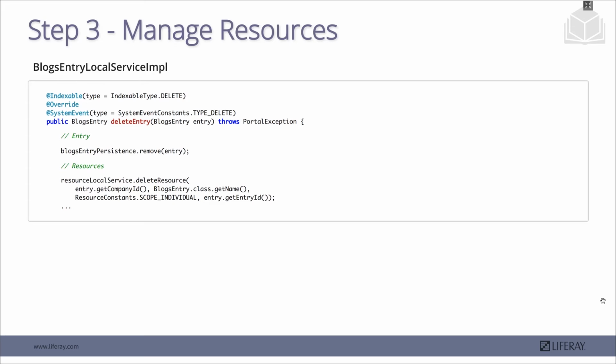Okay. In the same train of thought, whenever an assignment or blog entry in this example is deleted, we also want the permission resource to be deleted as well. That way we don't have these floating resources within our database, right? So whenever we add or create a blog entry, we create that resource with it. Whenever we delete it, we'll also delete the resource that goes with it.